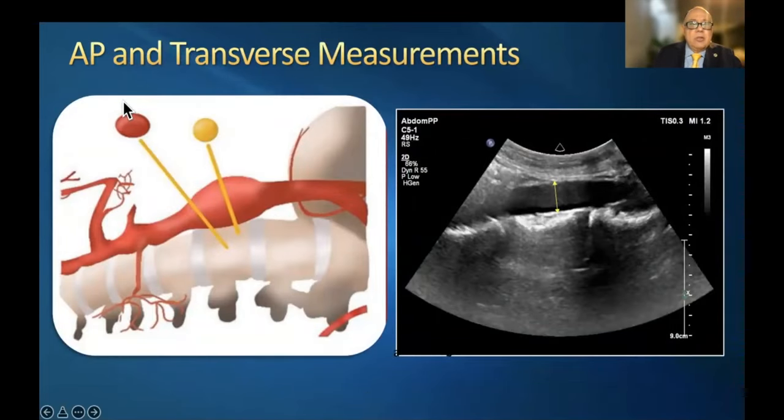Another important piece of information regarding the measurements: we have to place our probe and orient our ultrasound beam perpendicular to the structure, to the aorta, in order to obtain more accurate measurements. It's not correct to make this angulation, this inclination here. The correct position and orientation is perpendicular in order to obtain, I repeat, an accurate measurement.